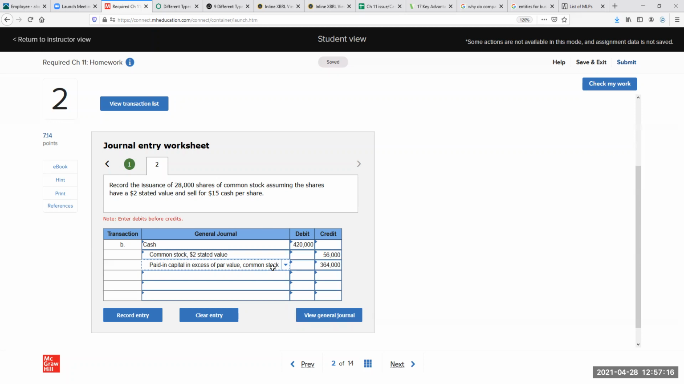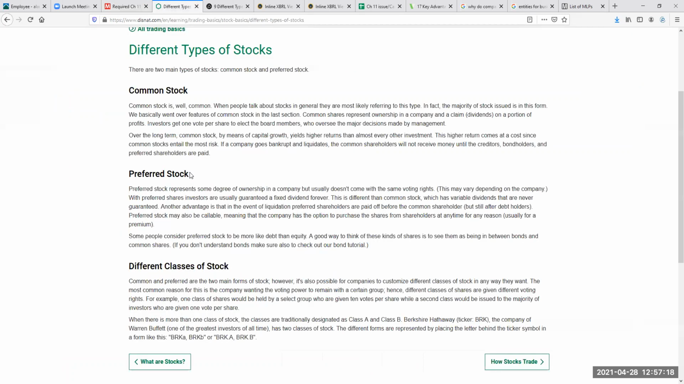Well, are there different types of stock? Yes, generally there are two main types, common and preferred. They're both ownership, but preferred doesn't have the same voting rights. It's like a quasi debt because it usually gets told, we're going to pay you 4.5% on the par, and if the par is $100, then you get $4.50 per year.